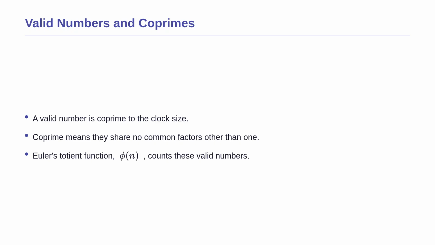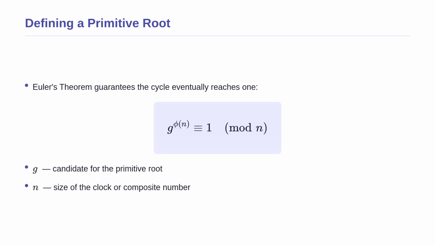Now that we know what a primitive root does, let us define what makes a number valid in our clock system. A valid number is one that is co-prime to the clock size, meaning they share no common factors other than the number 1. For instance, if our clock size is 10, 3 is valid, but 4 is not because both share a factor of 2. We count the total number of these valid numbers using a mathematical tool called Euler's totient function, written as phi of n. This brings us to the mathematical definition of our master key.